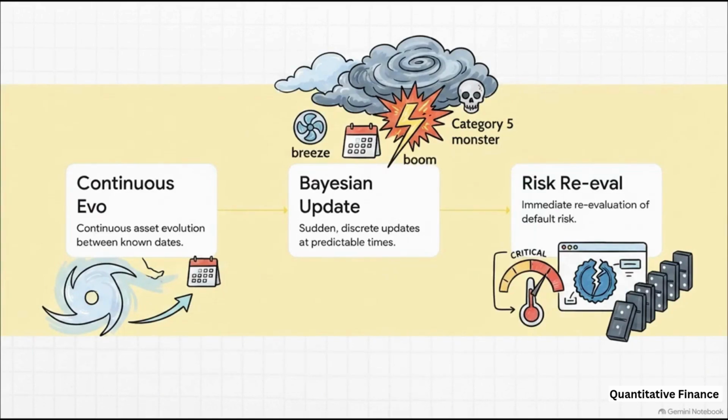It's best to think of this 3-step process kind of like a weather forecast for a hurricane. Step 1. Between known dates, your asset evolves continuously. You know exactly when the storm is projected to make landfall. Step 2. The date arrives and boom, you get a sudden, discrete Bayesian update. The storm hits, and only right then do you actually find out if it's a mild breeze or a devastating Category 5 monster. Step 3. Based on that sudden reality check, there is an immediate reevaluation of the firm's default risk.